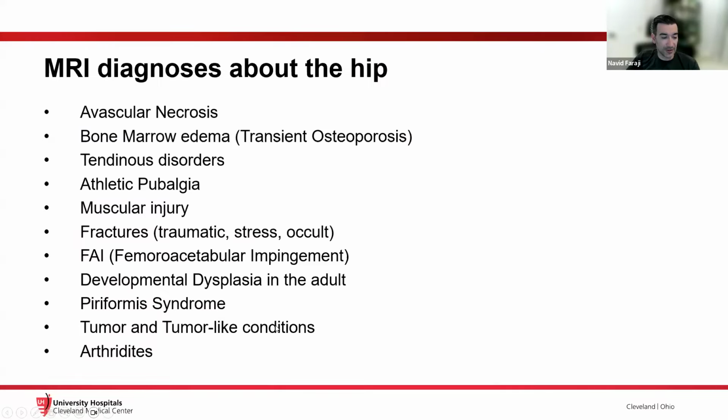Okay, let's go to the next one. So here's a bunch of diagnoses we can see on MR around the hip: AVN, which we just saw, bone marrow edema, which we just saw in a different setting. We talked a bit about tendinous disorders, so we're going to see some more concrete examples of that. Athletic pubalgia or sports hernias, muscle injuries, fractures, FAI, which we'll talk about a bit, developmental dysplasia of the hip and hip preservation type stuff, piriformis syndrome, arthritis, and tumors.